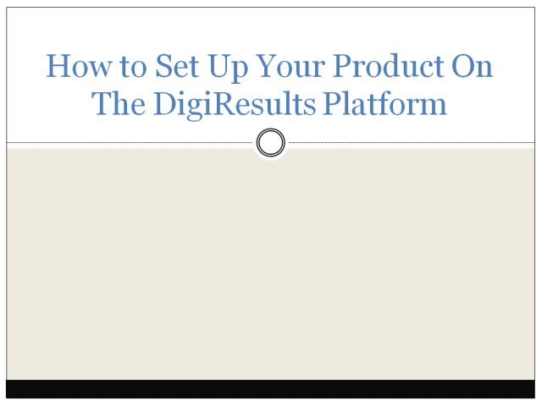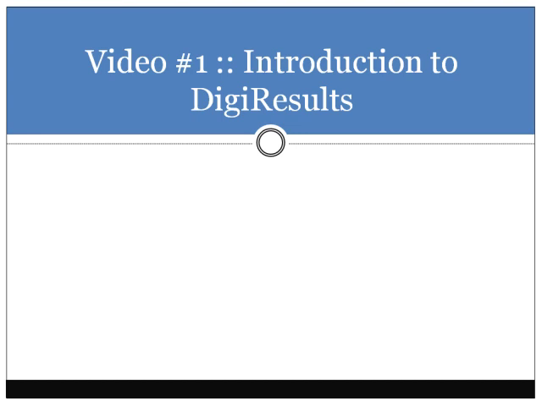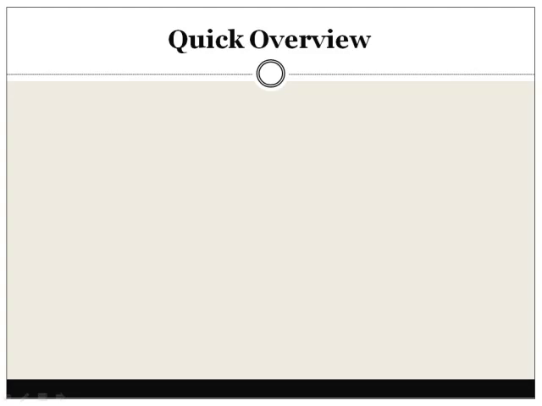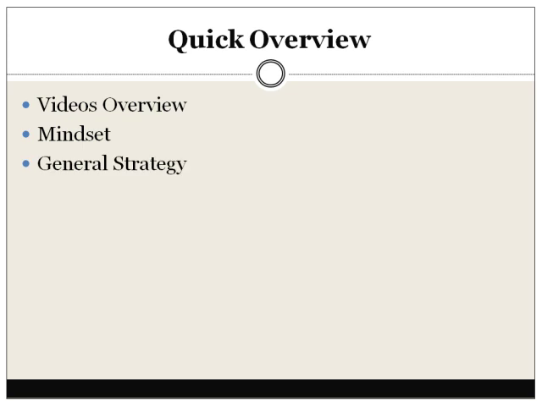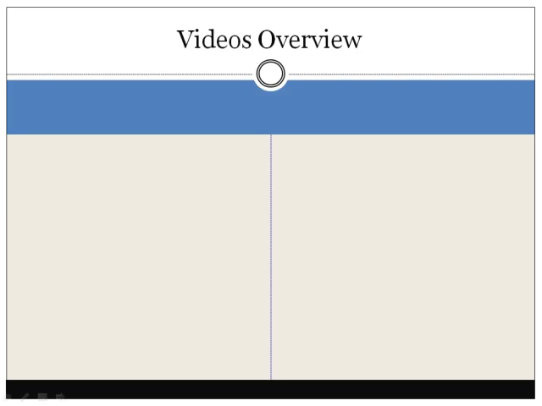In this video training course, you're going to learn how to set up your product on the DigiResults platform. This is video number 1, the introduction to DigiResults. So just a quick overview of what we're going to be talking about in this specific video. I'm going to give you a videos overview. We're going to talk about mindset to make sure that you're in the right mindset. We're going to talk about the general strategy, and we're going to talk about what you need to get started.